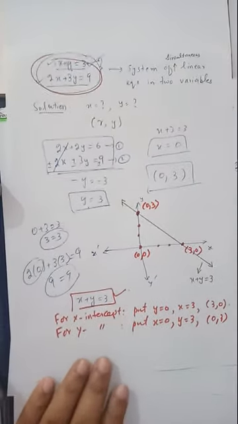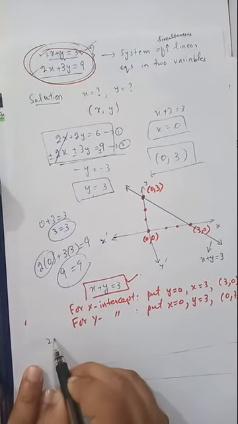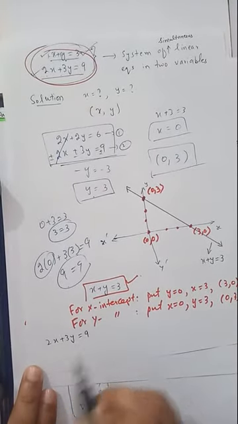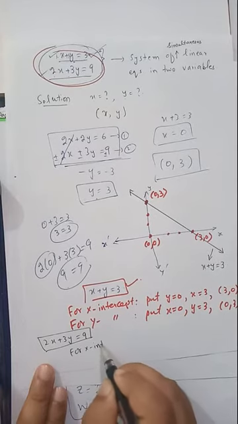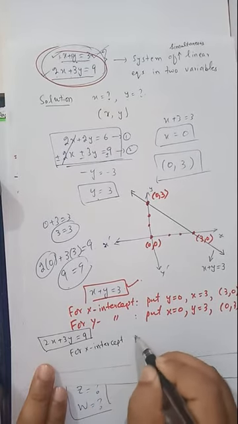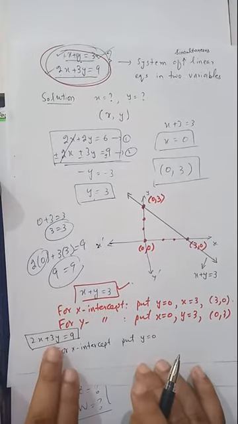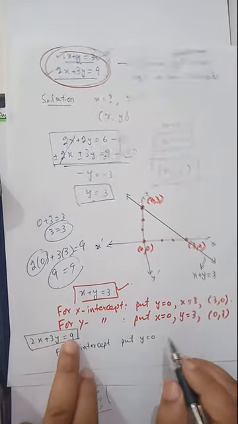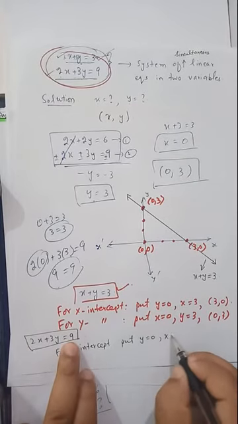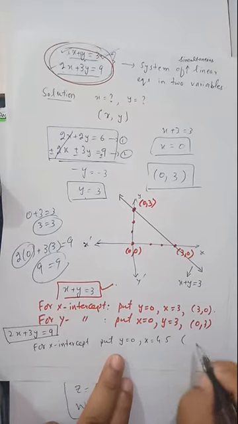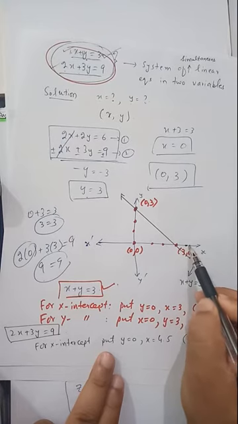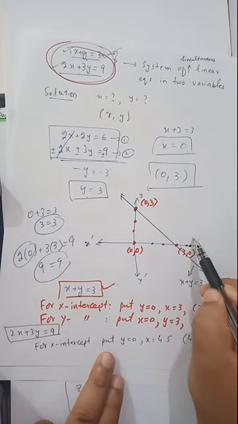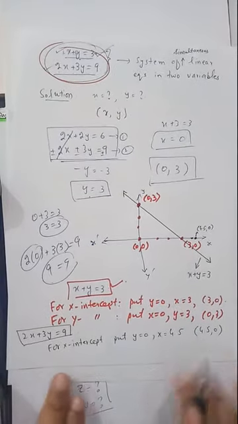Now draw the graph of another equation, 2x plus 3y equals 9. For the x-intercept, put y equal to 0. So when y equals 0, 2x is equal to 9, meaning x is equal to 9 by 2. So x will be equal to 4.5. So if this is 3, let's say this is 4, and this is 4.5. So this is (4.5, 0). This is the x-intercept for this line.